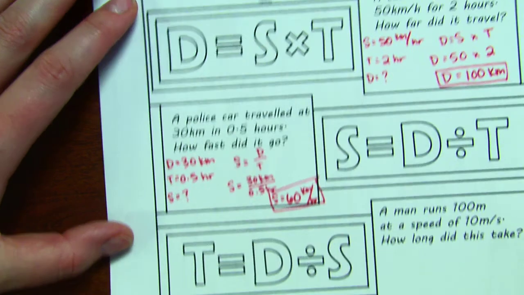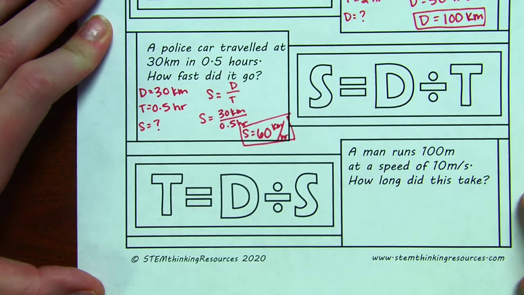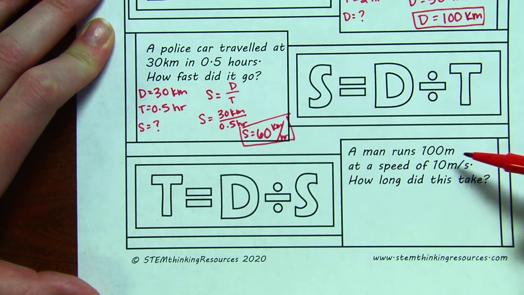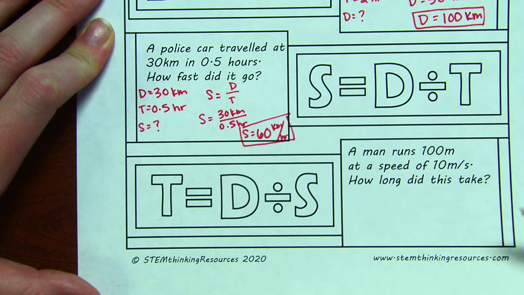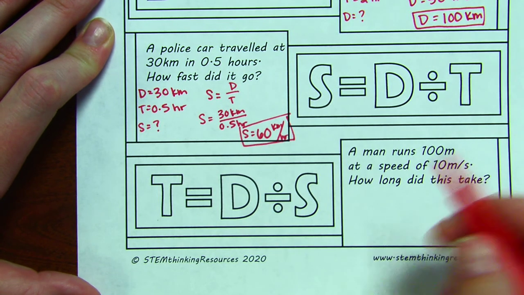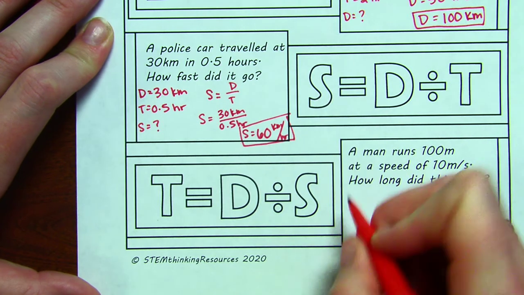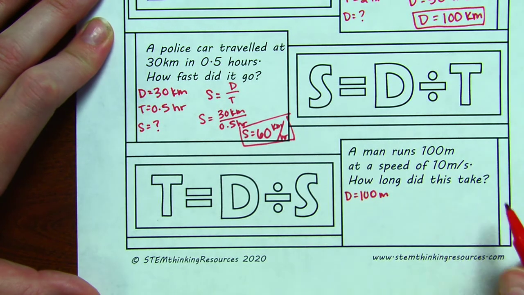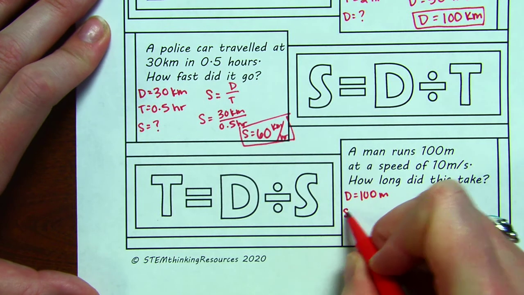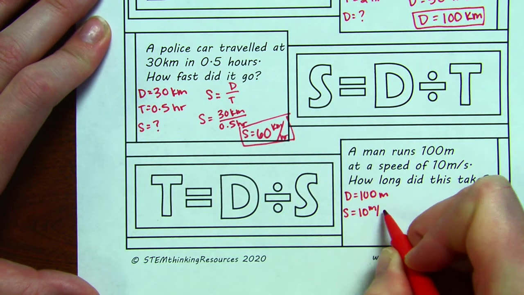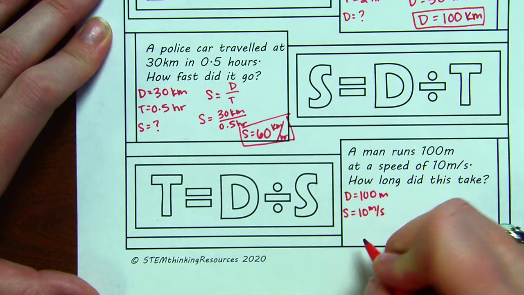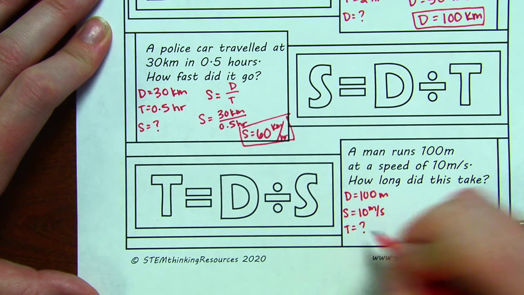And then our last example here before you get started on your own. They give us the formula, time equals distance divided by speed. Let's go ahead and map out what we have. A man runs 100 meters at a speed of 10 meters per second. How long did this take? So our first value, 100 meters. We know that meters would be distance. At a speed of 10 meters per second, so we have speed. And they say how long did this take? So long is going to indicate time, which we don't know.